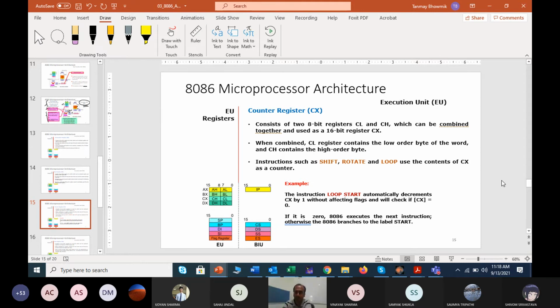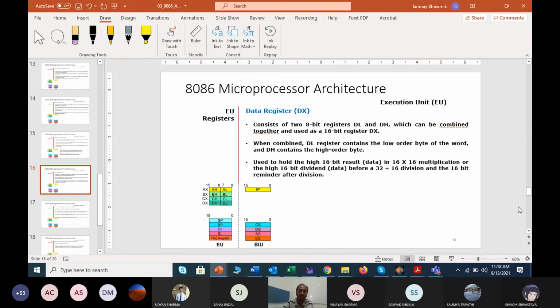Okay, so an example has been given for the counter register: whenever your loop is started, it automatically decrements CX by 1 without affecting the flags. So what is this? Think that you are using some counter. One unit task has been done, so obviously your counter will be decreased by 1, because somehow execution has to be stopped at some point, and only then can you get your result. If the counter is executed for an infinite duration of time, you will not get your result.